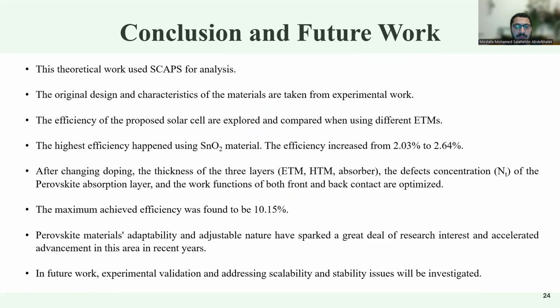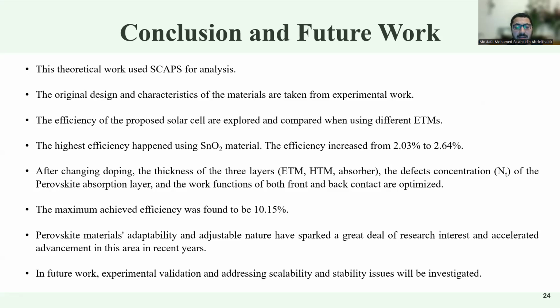Finally, the conclusion and the future work. This theoretical work used SCAPS 1D for the analysis. The original design and the characteristics of the materials are extracted from experimental work and calibrated with it. The efficiency of the proposed solar cell is explored and compared when using different electron transport materials. The highest efficiency is achieved using SnO2 material as an electron transport layer. The efficiency in this case is increased from 2.03 to 2.64%.